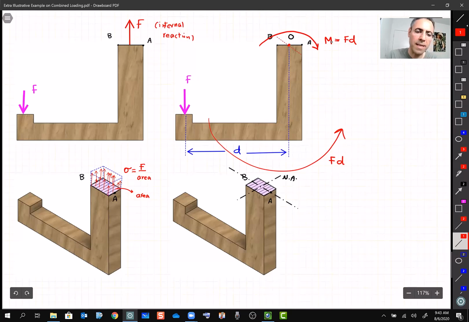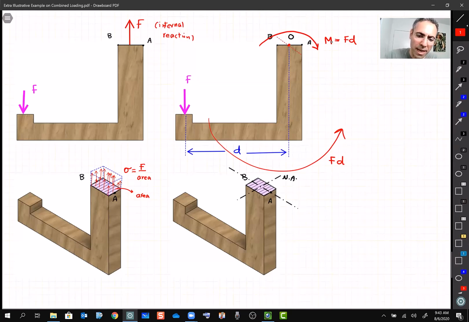It's going to be something like that, right? This point A is going to come down, becomes point A prime, and B is going to go up there, becomes B prime. Okay? So then the bending happens about this axis, N, A, okay? So now you guys tell me, from this bending moment M, point A is going to be under compression.